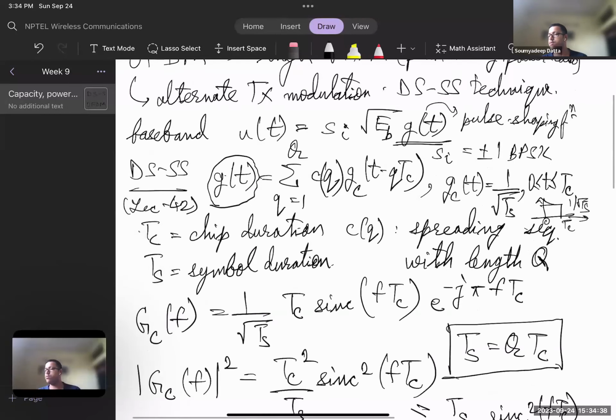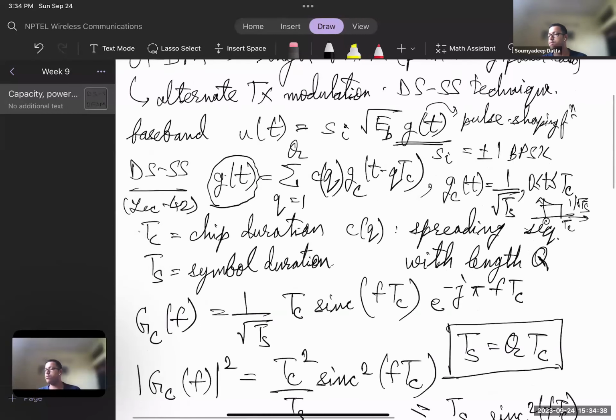And what you see here is, from this G of F to this GC of F, that the magnitude is reduced by a factor of Q squared. Sir, 1 minute. What is the Q factor? Q is the length of the chip sequence.